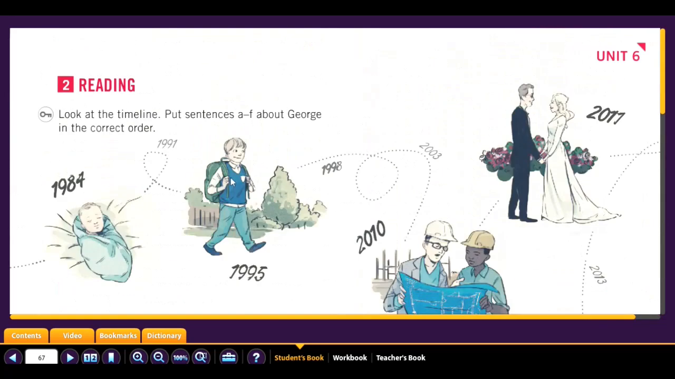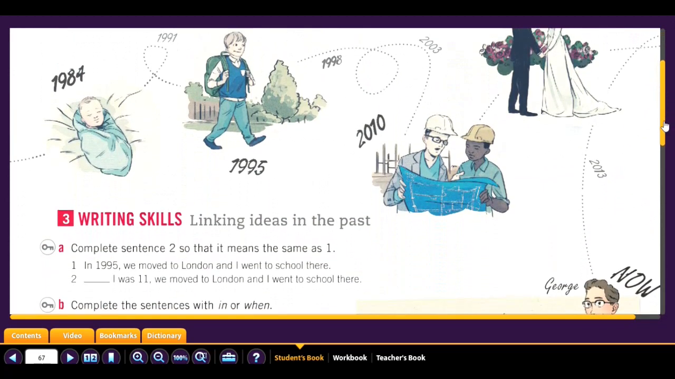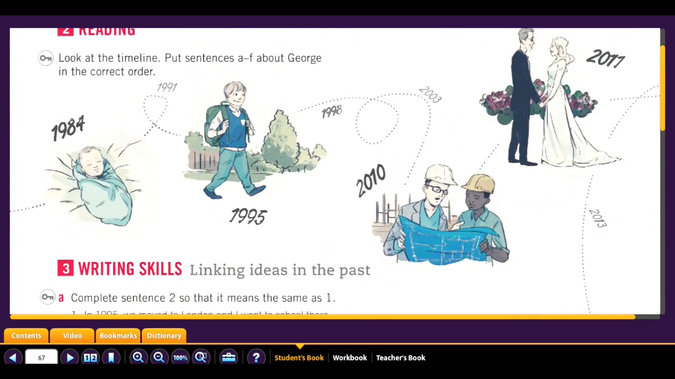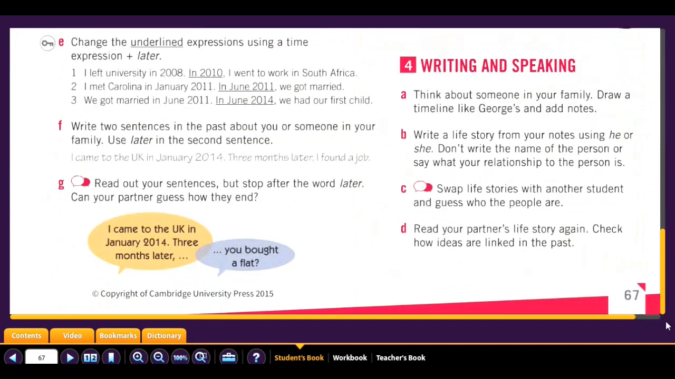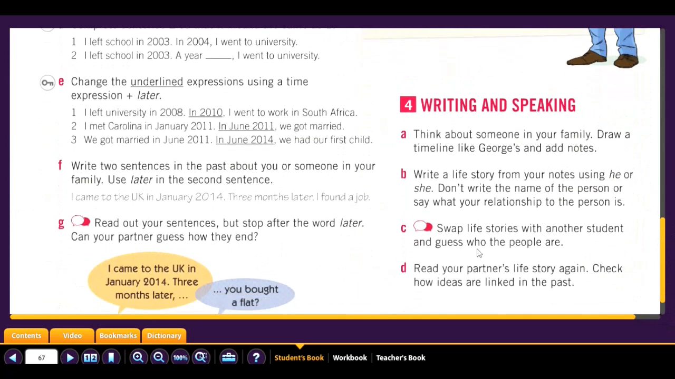Van a tener que hacer algo como esto. Pero en vez de decir el nombre de la persona, van a estar utilizando him. He was born in 1997. He went to university in 2014. Swap life stories with another student and guess who the people are. Van a tener que intercambiarlo y adivinar quién es la persona de la que están hablando.